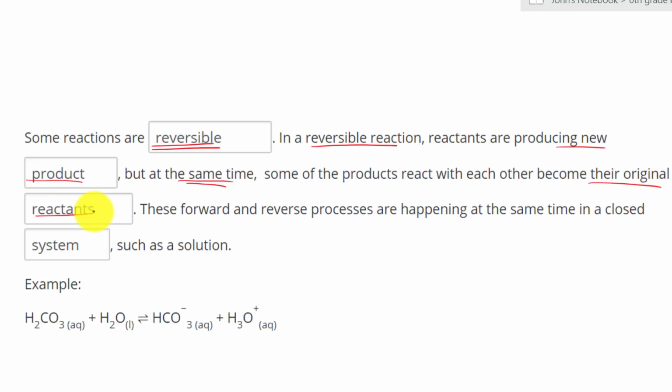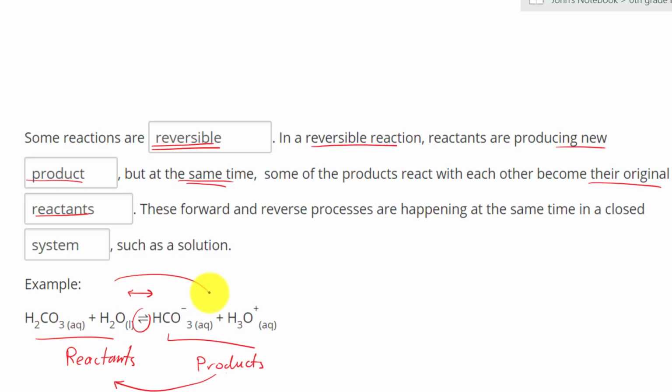To illustrate this example, we have reactants over here. So these are reactants. And these over here are products. So if you notice, the arrow is a two-direction arrow, one going forward and one going backward. So these products here interact with each other to make the reactants again. And at the same time, these reactants will react to make the products again. And this process is happening at the same time.